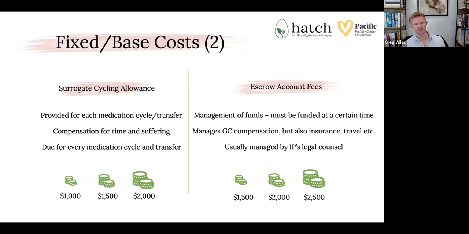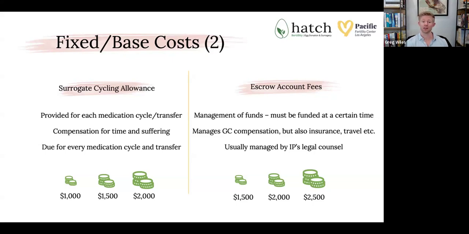And then another fixed cost relates to putting that money into that account we talked about earlier. An escrow company effectively manages the funds. Now, for those of you that have been doing some Googling on surrogacy, you probably have heard about Seam, a company in Texas that stole other people's money as an escrow account. That's why it's really important to ask your agency which escrow company they're working with.